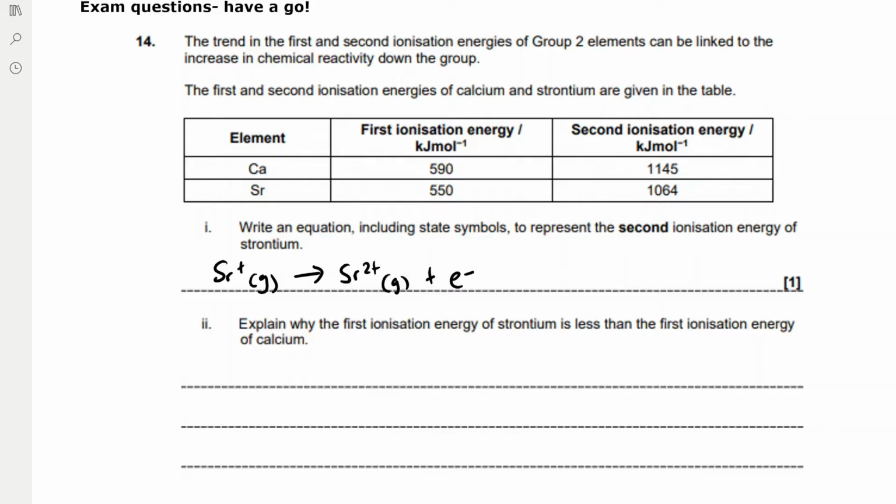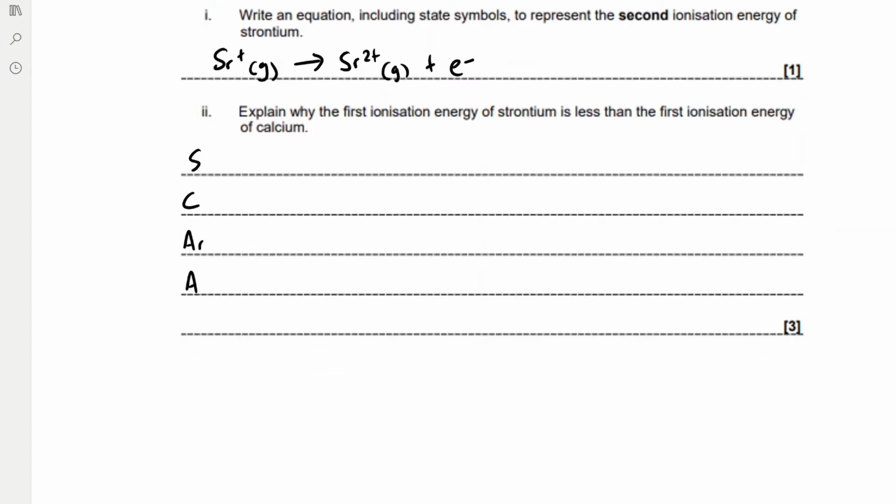Then we're being asked to explain why the first ionization energy of strontium is less than the first ionization energy of calcium. So if we look at the periodic table, we can see that strontium is lower than calcium. And remember, the ionization energies decrease down groups. And then we want to use our mnemonic SCAR or SCARA to help us explain this difference.